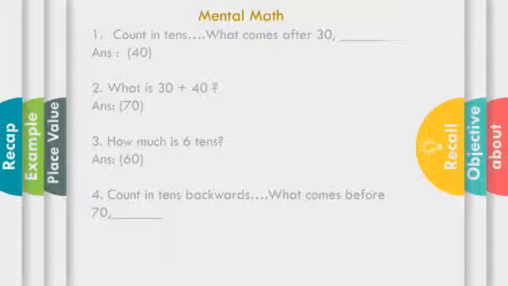Question number 4 is count in tens backwards. When we count backwards, it means that we have to subtract something. So in this question, we have to subtract 10 from 70. So what will be the answer? Yes, the answer is 60.